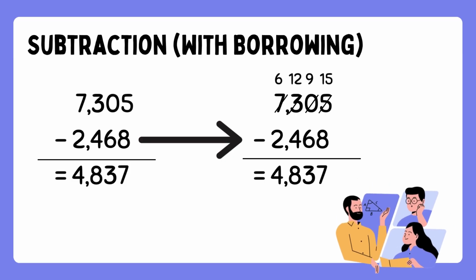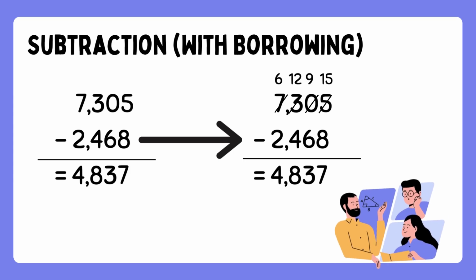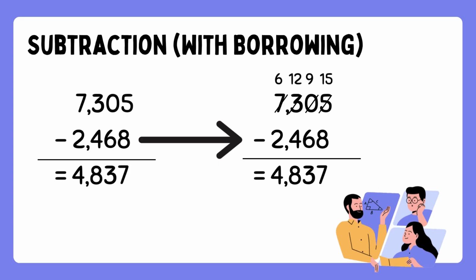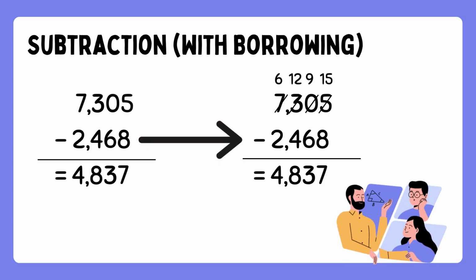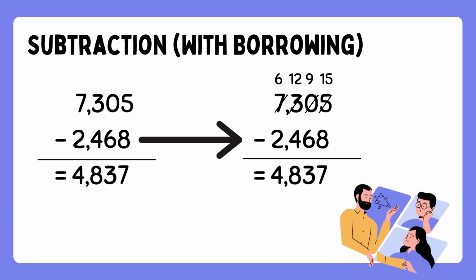The hundreds place has a 3. We borrow 100 from it. When we take away 100, the 3 becomes 2. The tens place, which was 0, now gets 10 tens. Now that the tens place has 10, we can borrow from it.